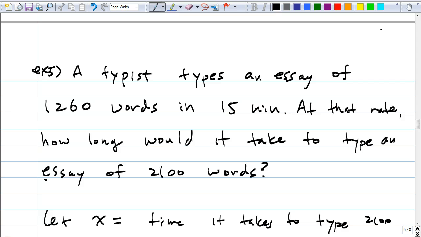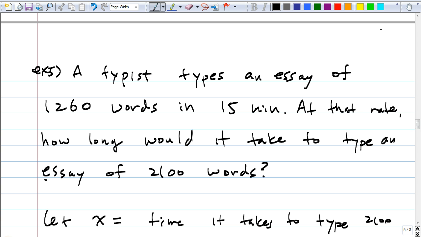Harrison, we need two ratios to make it into a proportion. Do you see any ratios here? 15 minutes. What goes along with 15 minutes? 15 over 1,260, right. So this person can type 1,260 words in 15 minutes, correct?